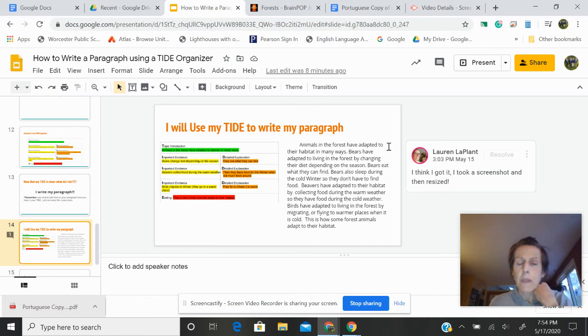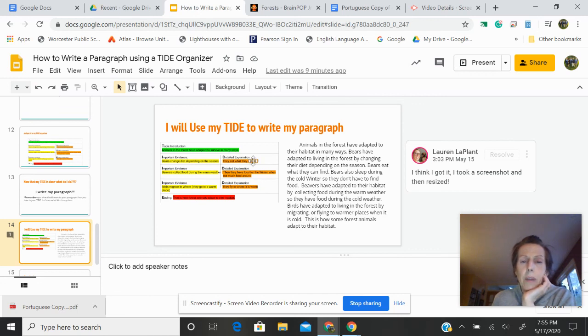Animals in the forest have adapted to their habitat in many ways. Bears have adapted to living in the forest by changing their diet depending on the season. Bears eat what they can find. Bears also sleep during the cold winter so they don't have to find food. Beavers have adapted to their habitat by collecting food during the warm weather so they have food during the cold weather. Birds have adapted to living in the forest by migrating or flying to warmer places when it is cold. This is how some forest animals adapt to their habitat. So that was my paragraph.